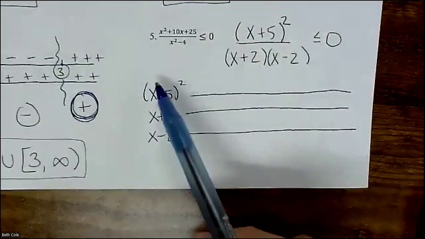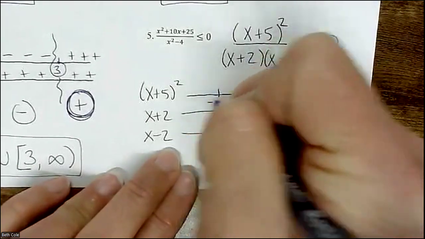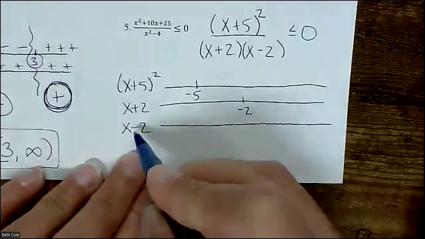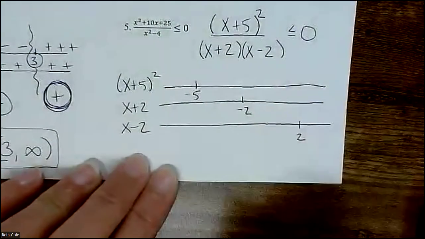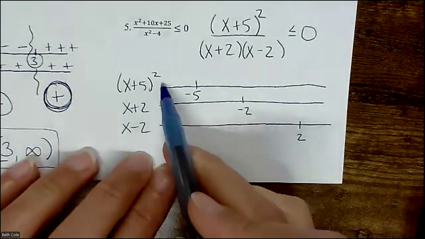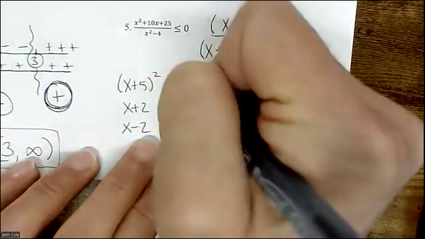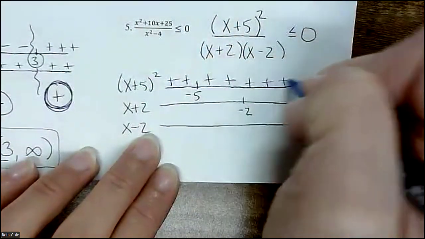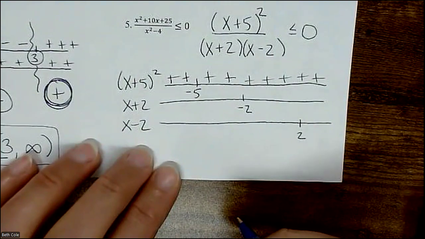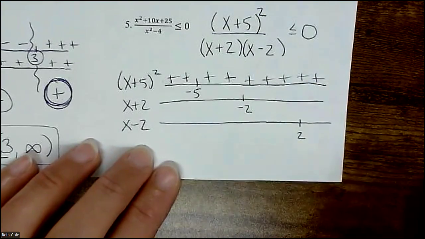So where are our zeros? Where is this one going to be? -5. I think that's going to be the first one, right? And then this one would be -2. This one would be +2. So what can I put the whole way across for the first number line? Yeah, positives. If it's squared, it's positive all the time. Plus, plus, plus, plus, plus. So do we just do 1 plus on each side? Yeah, that comes down to personal preference at that point.